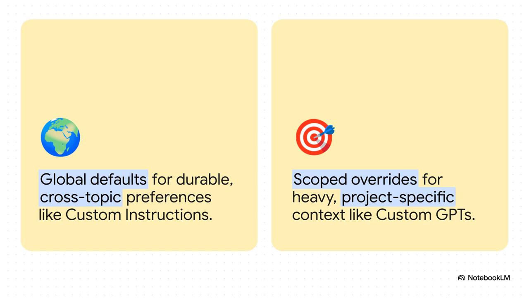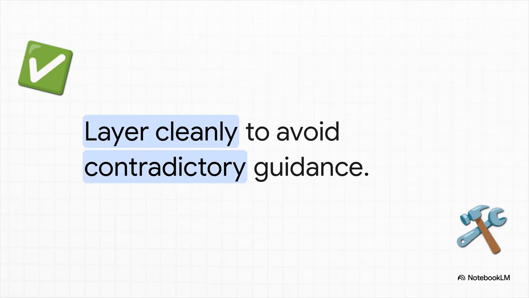Triana makes a really great point here. Heavy project-specific context belongs over in a project, not in your custom instructions. And what if you have a one-off, totally unique need? Well, that belongs right in the individual chat prompt. Knowing exactly where to place your instructions is the absolute key to keeping your workflow clean. You have to layer these cleanly to avoid giving contradictory guidance.